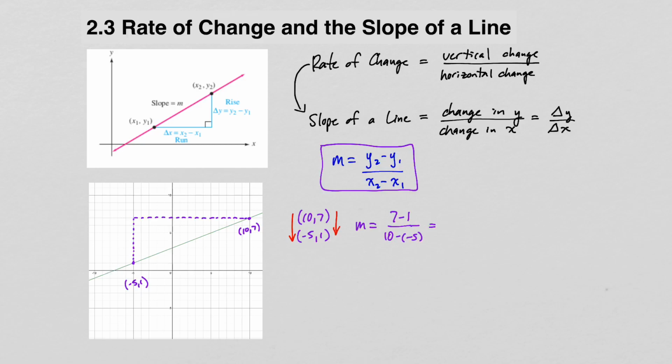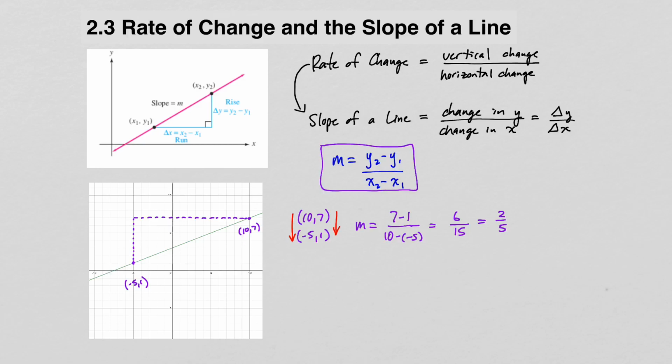And if you do the math on this, you get 6 divided by 15. And if you cancel the common factor of 3, you get 2/5. Now, one thing I should note here is that it doesn't matter which way you subtract these points. So if we had written the other point on top and subtracted, you would get the same answer eventually in the end.